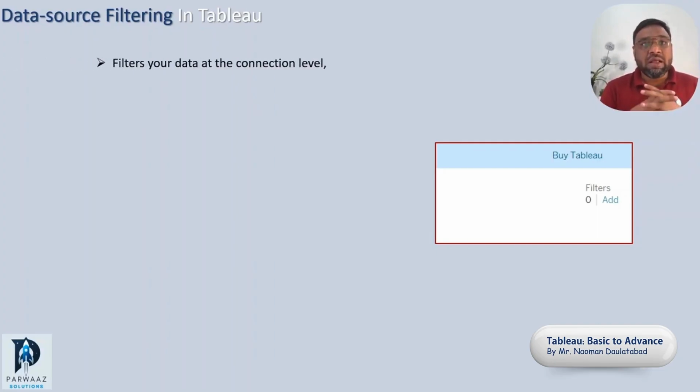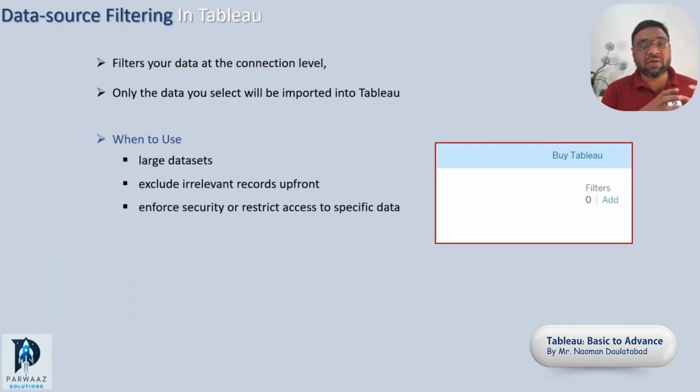First of all, what is data source filtering? Data source filters allow you to filter your data at the connection level, meaning only the data you select will be imported into Tableau. This is especially useful when you are working with a large set of data, or you want to exclude the irrelevant data records, or you need to enforce security to restrict access to specific data. For example, I have the sales order from all the countries.